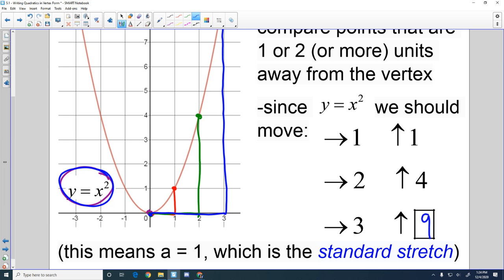I'm going to refer to this as the standard stretch, just because it's the basic parent function form, even though it means there's no stretch, but I just thought standard stretch sounds kind of cool. There's a little bit of alliteration there.